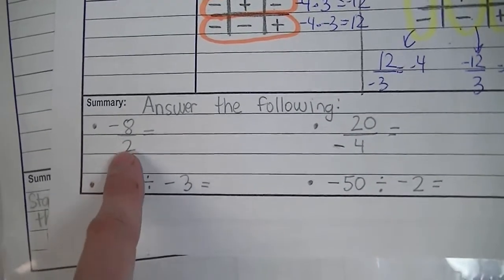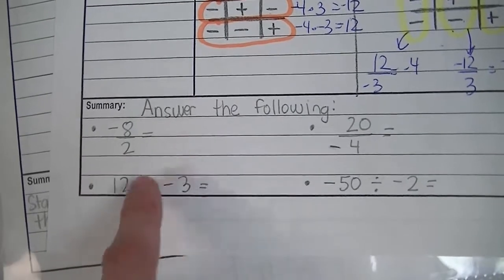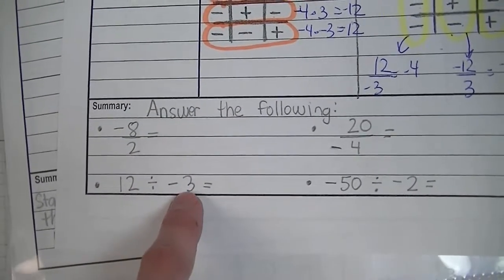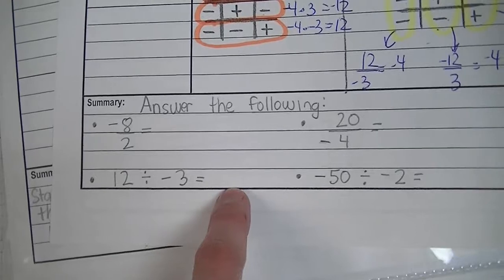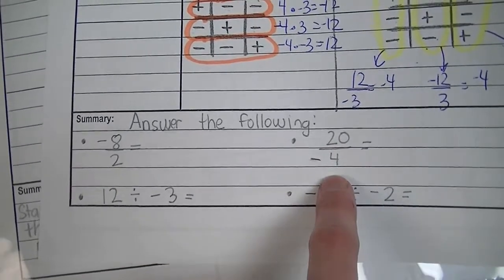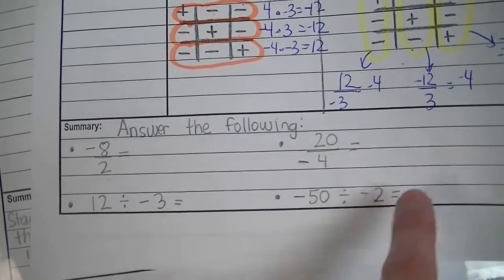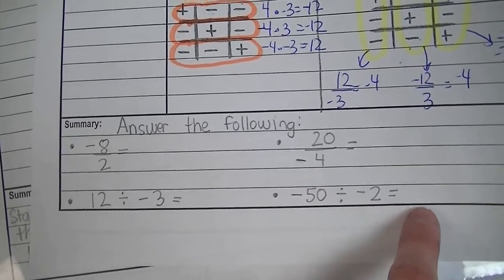Negative 8 divided by 2. Write your answer right there. This one, 12 divided by negative 3. Write your answer right there. 20 divided by negative 4. Write your answer right there. Negative 50 divided by negative 2.